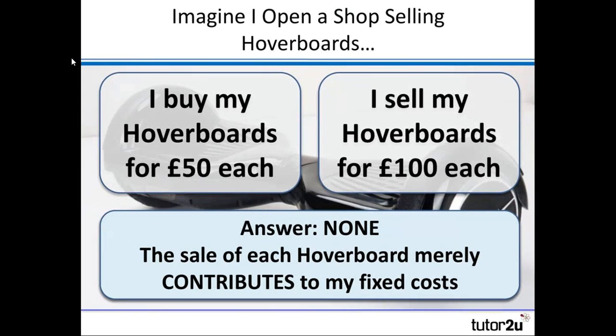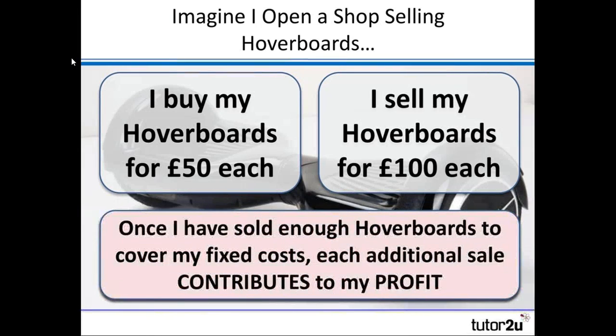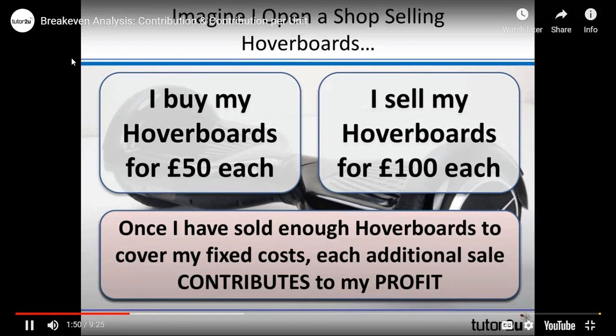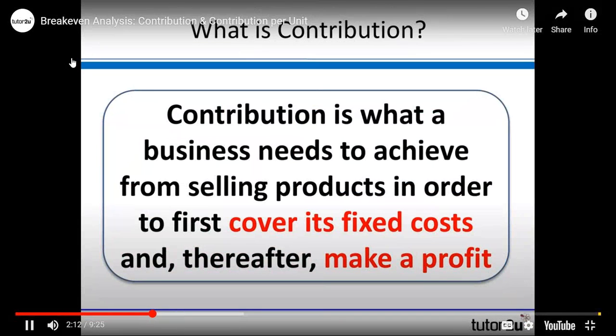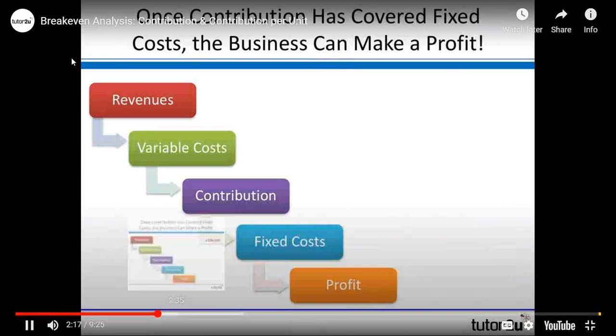Because I've opened a shop, I'll have fixed costs trying to sell these things. So the concept of contribution is this idea that by selling items, I can create some kind of contribution to my fixed costs. And once those fixed costs are covered, are matched, thereafter, each time I sell one of my units, it will contribute directly to profit. And that's the idea of contribution. Once I've sold enough hoverboards to cover my fixed costs in the shop, perhaps my rent, my rates, my insurance, maybe having somebody working in the shop to take the orders.